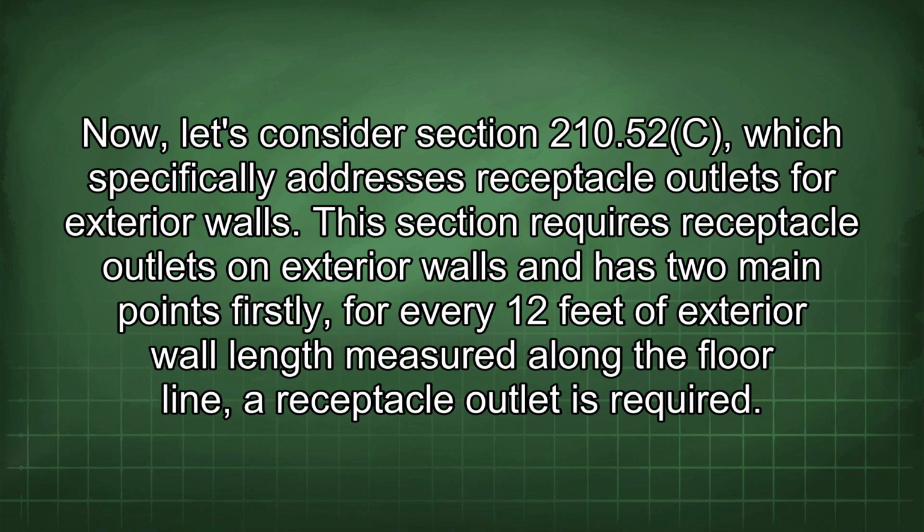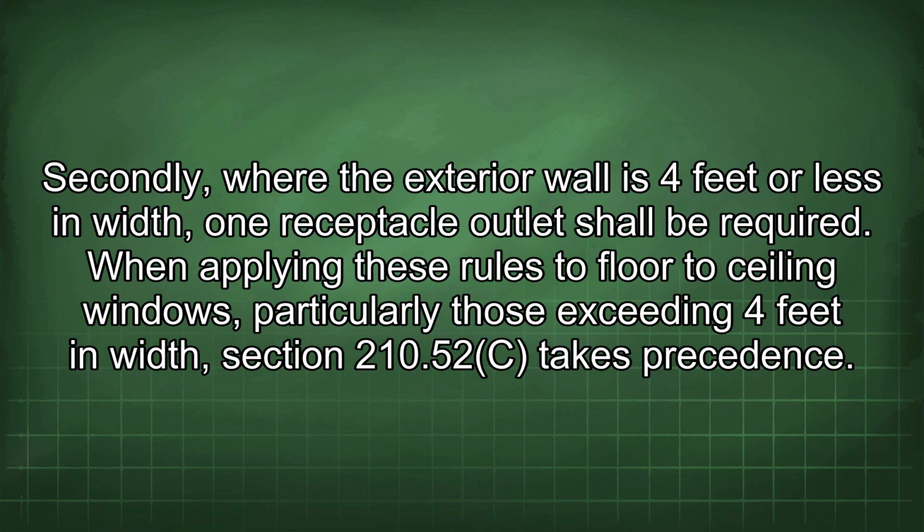Now, let's consider Section 210.52(C), which specifically addresses receptacle outlets for exterior walls. This section requires receptacle outlets on exterior walls and has two main points. Firstly, for every 12 feet of exterior wall length measured along the floor line, a receptacle outlet is required. Secondly, where the exterior wall is 4 feet or less in width, one receptacle outlet should be required.